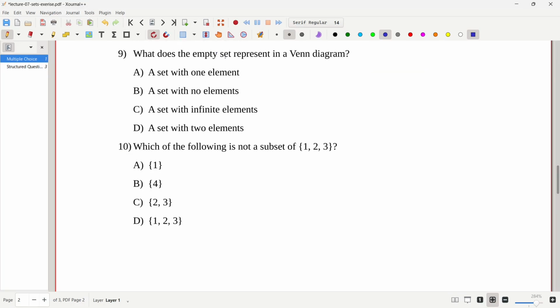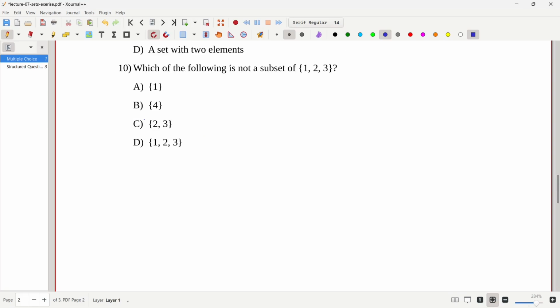What does the empty set represent in a Venn diagram? A set with one element, a set with no elements, a set with infinite elements, and a set with 2 elements. The answer is B. Empty set has no elements. Which of the following is not a subset of {1, 2, 3}?